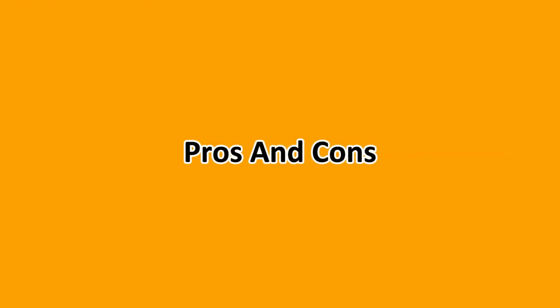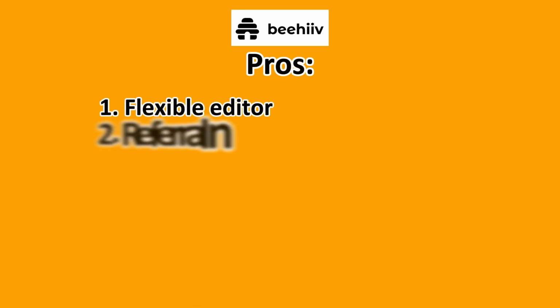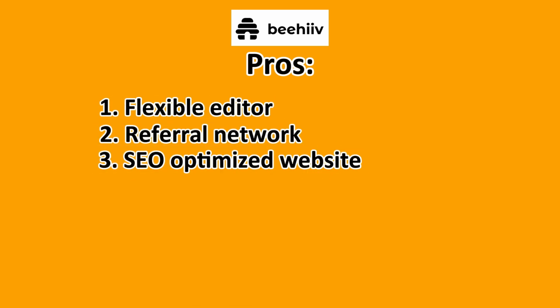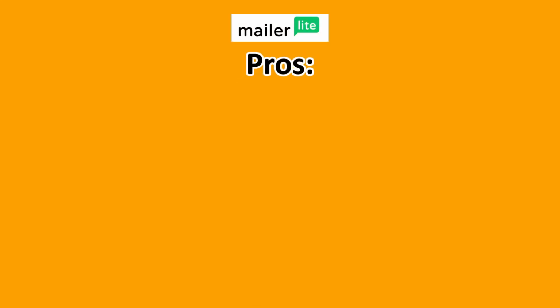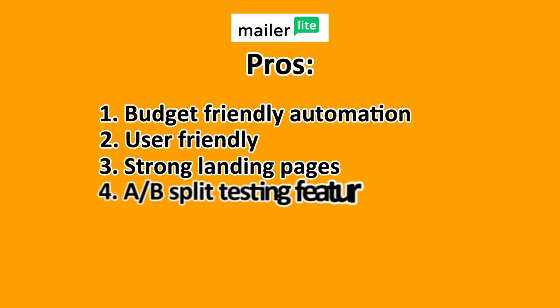And now to the pros and cons, starting with Beehiiv. Beehiiv has a flexible editor, referral network, SEO optimized website, and paid subscriptions. MailerLite, on the other hand, with the pros, has affordable, easy automation, user-friendly, strong landing pages, and A/B testing.